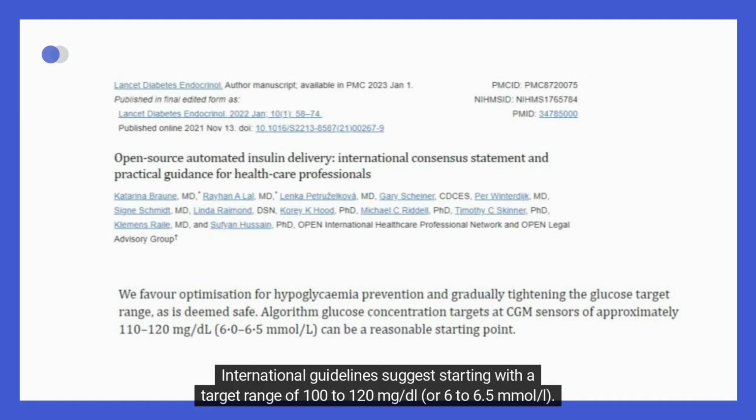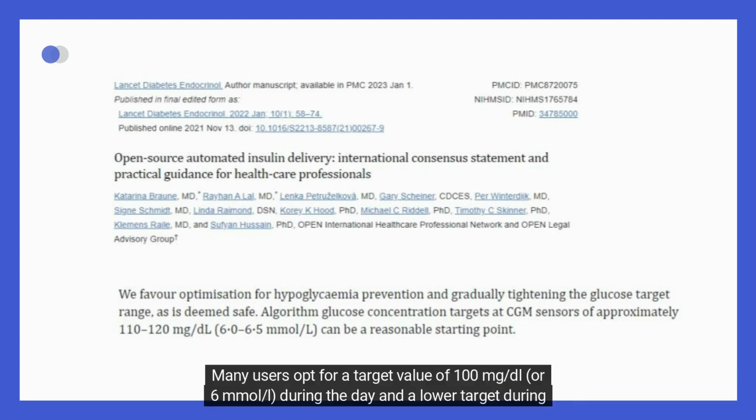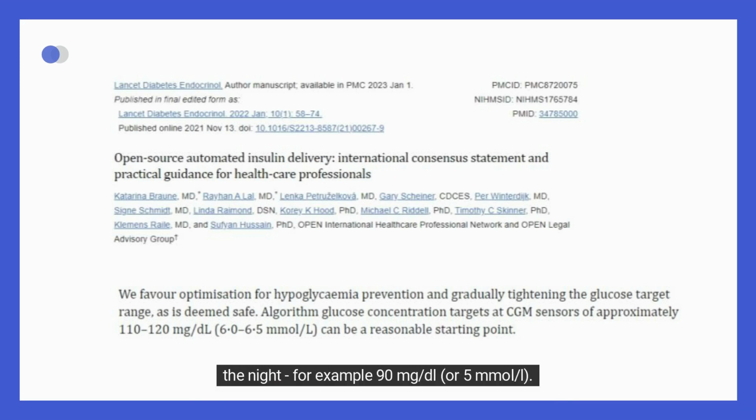International guidelines suggest starting with a target range of 100 to 120 mg per deciliter or 6 to 6.5 millimol per liter. Many users opt for a target value of 100 mg per deciliter or 6 millimol per liter during the day and a lower target during the night, for example 90 mg per deciliter or 5 millimol per liter. This can be considered if this doesn't cause significant hypoglycemia.